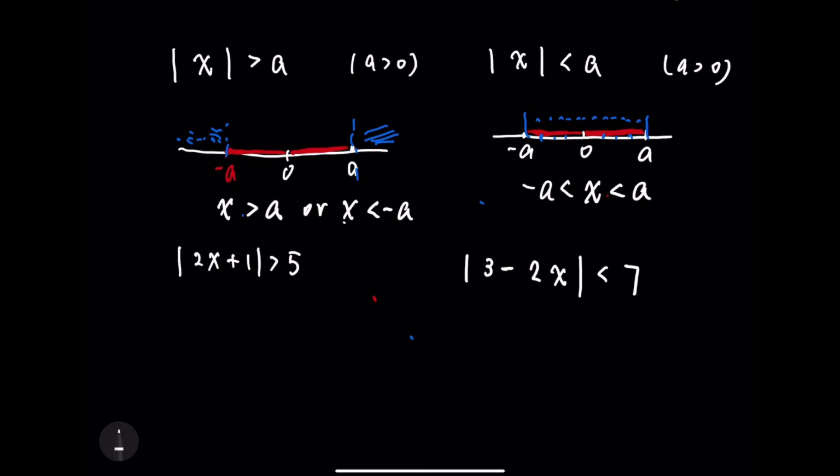So these are the two different types of absolute value inequalities. It depends on if it's less than a number or bigger than a number. Say for example, I have two examples here.